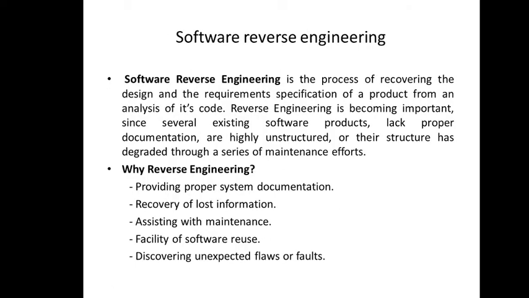What is important now is reverse engineering. We'll have a few terms like reverse engineering, forward engineering, and re-engineering, which are important with respect to maintenance. Let's see first what reverse engineering is. Reverse engineering is the process of recovering the design and requirement specification of a product from an analysis of its code. Remember I said legacy software is very old software where only code is present, and you have to generate the design and requirements by analyzing this code. So it is a part of reverse engineering.